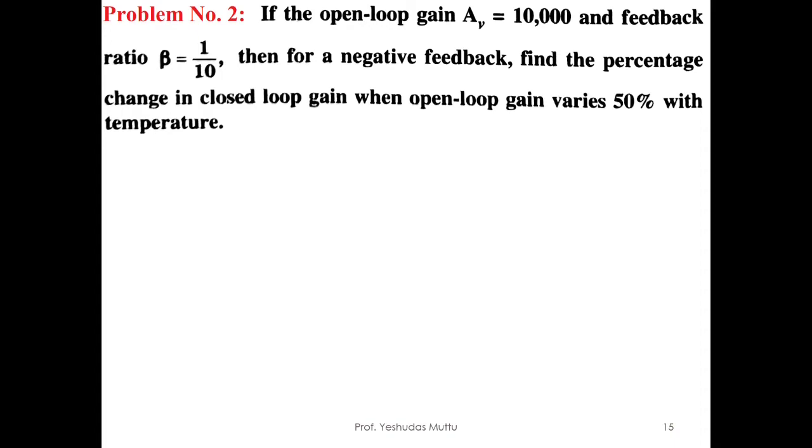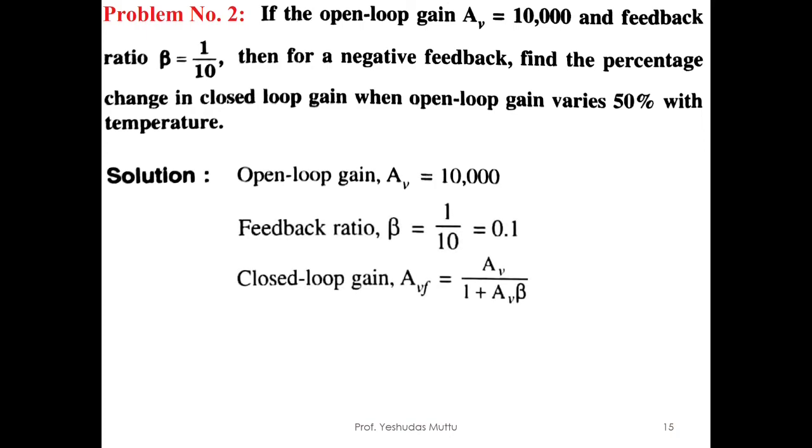Moving to the next problem, they have given us the open loop gain AV is equal to 10,000 and feedback ratio beta is equal to 1 upon 10. Then for negative feedback, find the percentage change in the closed loop gain. Closed loop gain in the sense with feedback. What is asked is dAF upon AF. This is when open loop gain varies 50% with temperature. So variation in open loop gain is given, that is dA by A is given to you as 50%. Just jot down what all things are given.